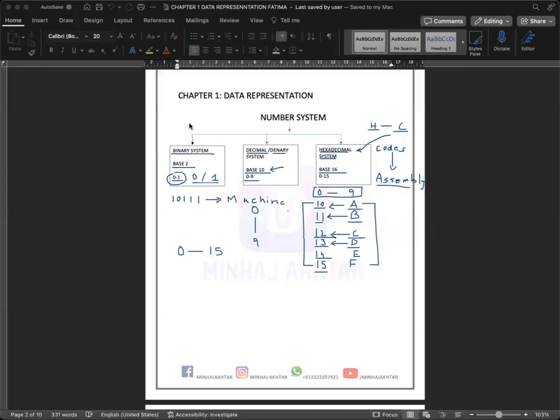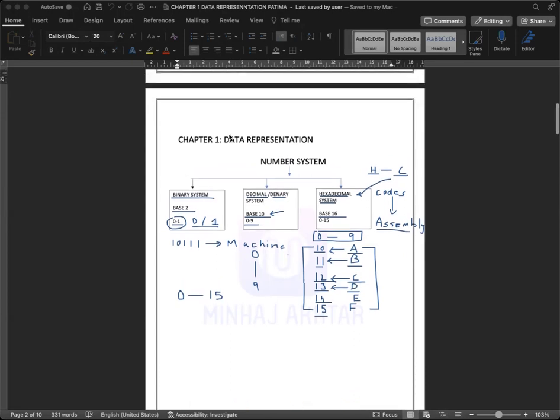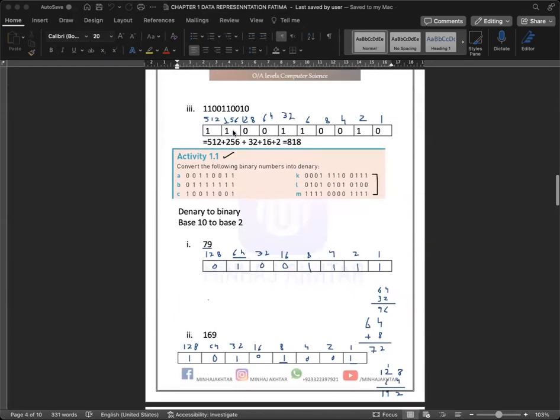Okay, Muntaha, welcome to IGCSE Computer Science lesson. And remember, we have started chapter number 1, data representation. Sir, we did chapter number 2. We didn't do chapter number 1. Listen to me. We have to start from chapter number 1.